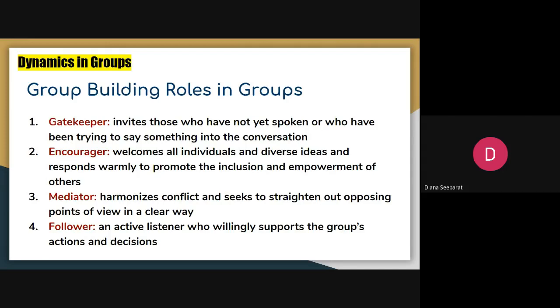This invites those who have not yet spoken, who have been trying to say something, into the conversation. Encourager welcomes all individuals and diverse ideas and responds warmly to promote the inclusion and empowerment of others. Mediator harmonizes conflict and seeks to straighten out opposing points of view in a clear way. The follower is an active listener who willingly supports the group's actions and decisions.